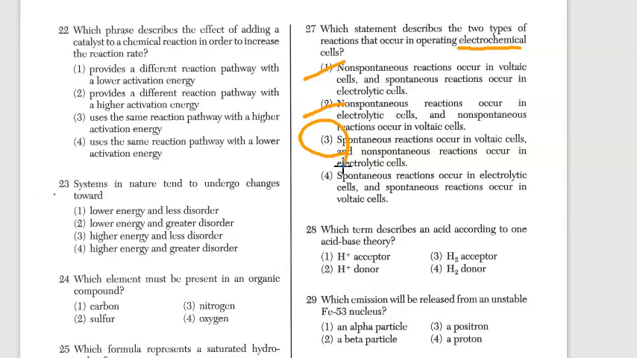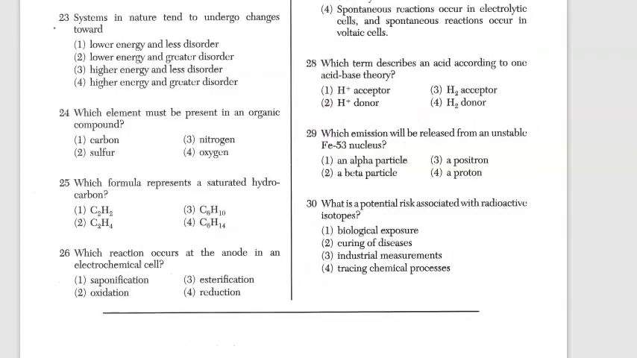For 28, which term describes an acid according to one acid-base theory? Again, there are two acid-base theories that you have to know for the Chem Regents. Arrhenius' theory, where an acid provides H plus in solution, and Bronsted-Lowry theory, which is here, where an acid is an H plus donor. So that would be choice 2. Again, facts, definitions, you got to know. We only have 2 questions left here.